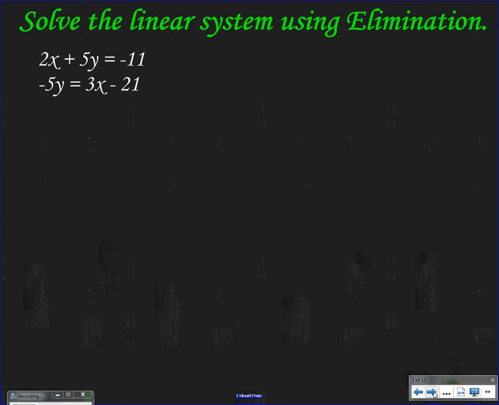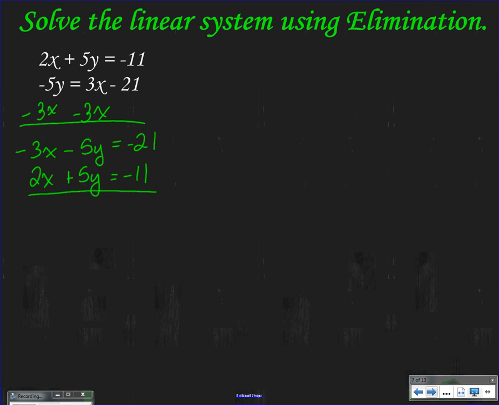So the first thing was that I had to have them in columns, right? My x's and my y's. So I need my x and my y both on the same side of the equal sign. On that second equation, I need to move the 3x. So I'm going to subtract 3x on both sides, right? So I get negative 3x minus 5y equals negative 21, and 2x plus 5y equals negative 11. So I've got my first equation and my new second equation.